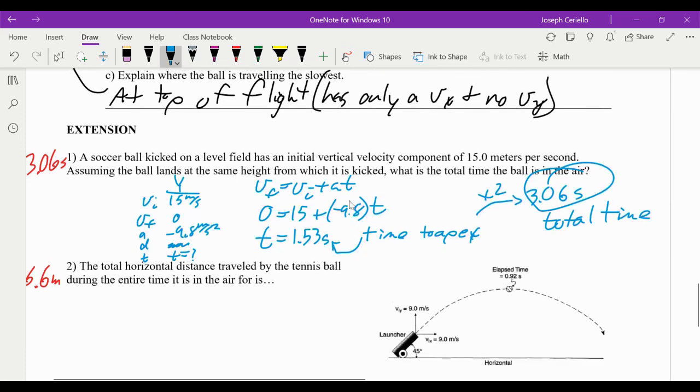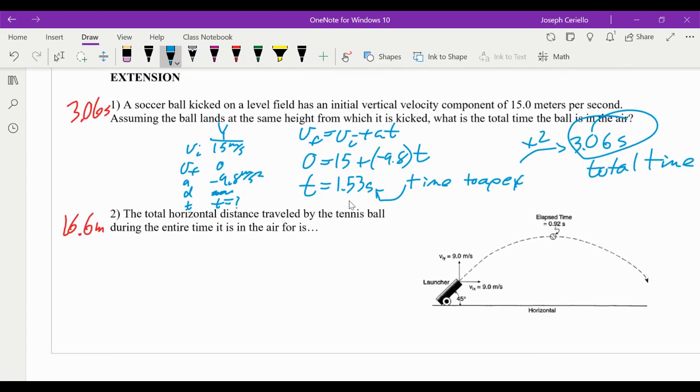All right. Now let's look at this question down here. It says the total horizontal distance traveled by the tennis ball during the entire time of flight, or entire time the ball is in the air. Well, we're given the x and the y components of the velocity here. And we're given the time to the top. But to get the total horizontal range, you need the total time. So let's write that down first. So t total, so total time equals 0.92 seconds times 2, because it's got to go up and come back down.